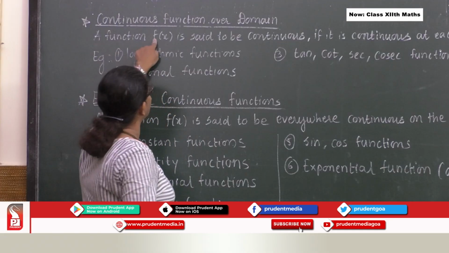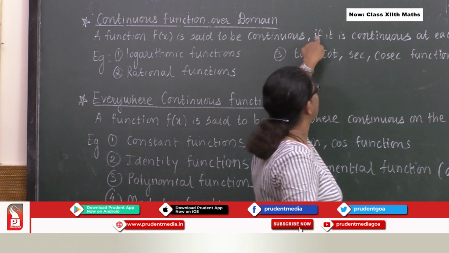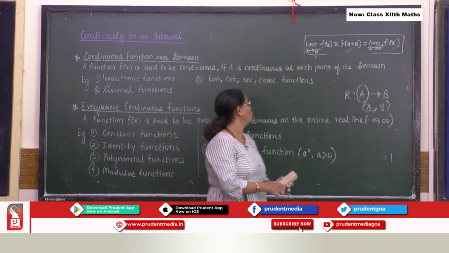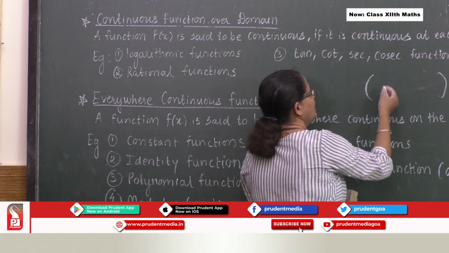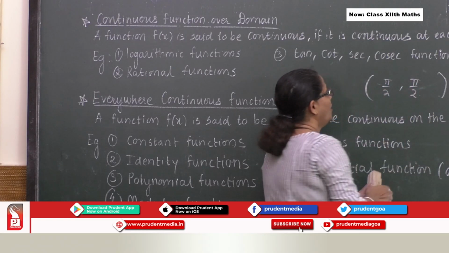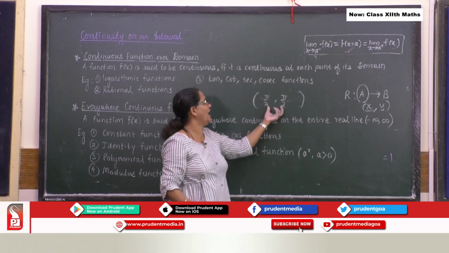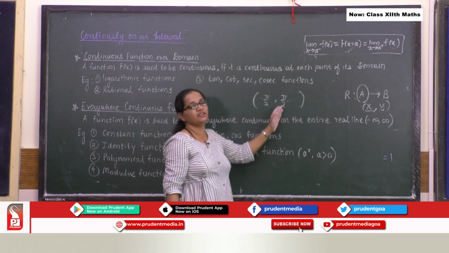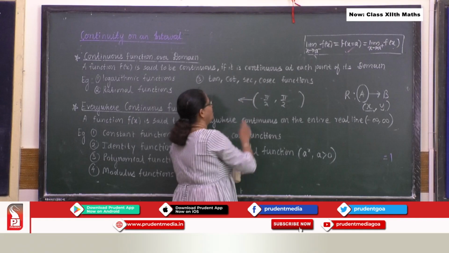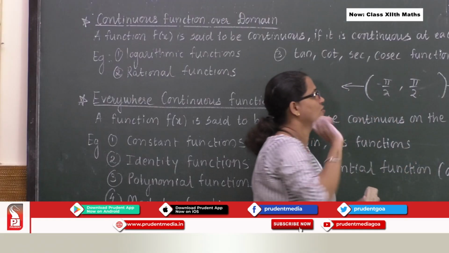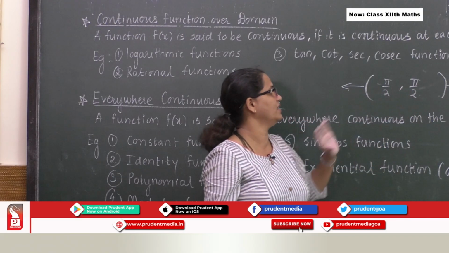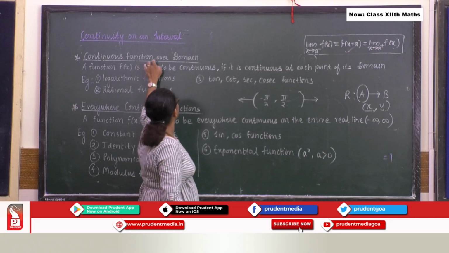So you can say here the function f of x is said to be continuous if it is continuous at each point of its domain. So here we just focus on the domain. Suppose your domain is minus pi by 2 to pi by 2. So for all values in between, the given function is supposed to be continuous. You are not supposed to bother about what is happening outside. That is not your problem. You just have to concentrate on this particular domain. Understood now what is called a continuous function over its domain.